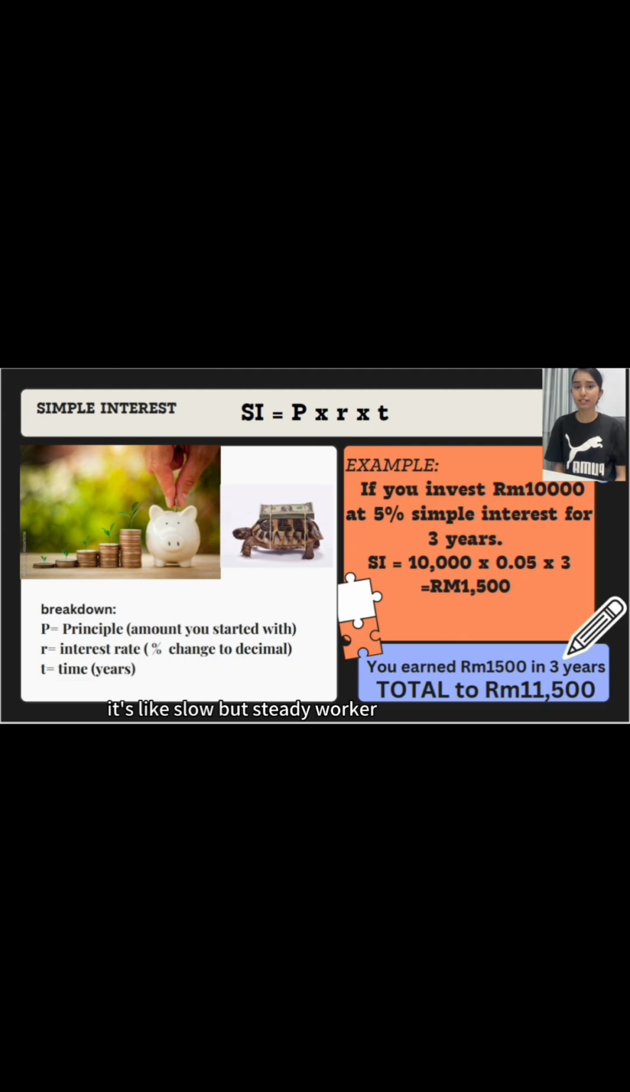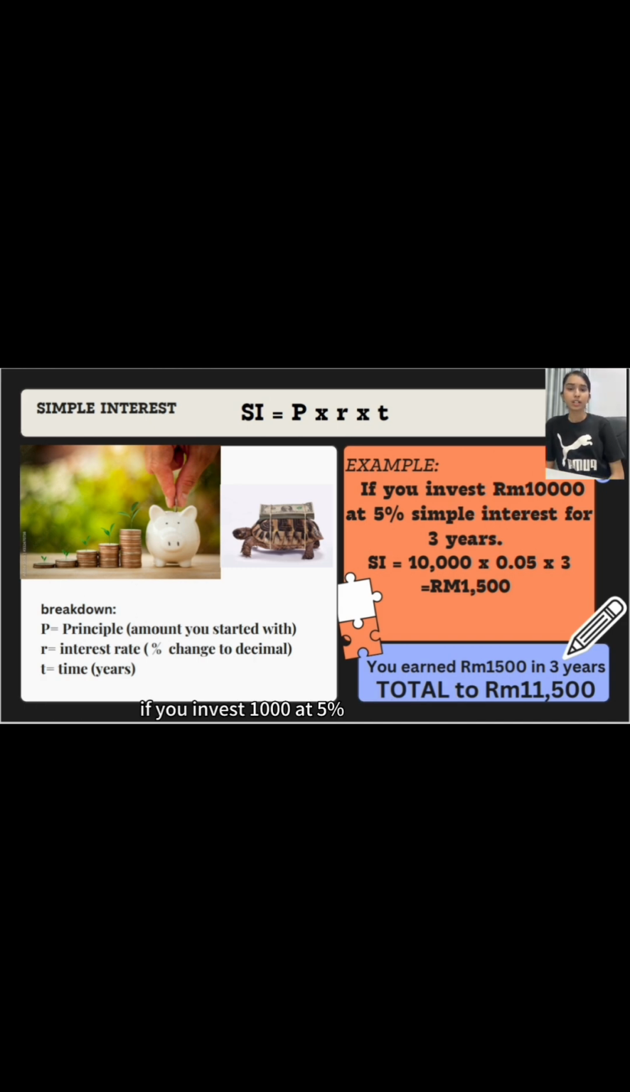Let's check them out. First, we have simple interest. It's like a slow but steady worker. It's predictable, safe and gets the job done. The formula is simple, just like its name. Simple interest equals P times R times T. Let's break it down. P equals the principal, which is the amount you started with. R is the interest rate, percentage changed into decimal, and T is time in years.